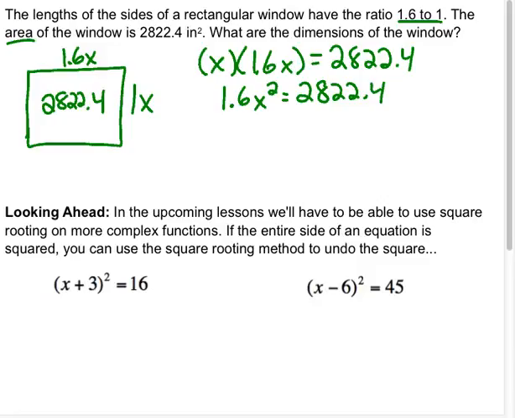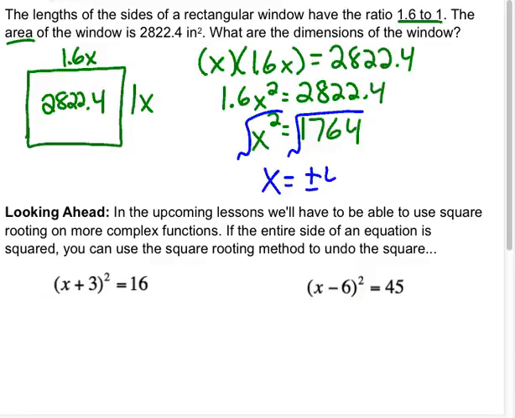And now we need to figure out how to get x squared by itself. Well, we get x squared by itself by dividing off that 1.6. And now I square root both sides. And that is going to give me x equals plus or minus 42.